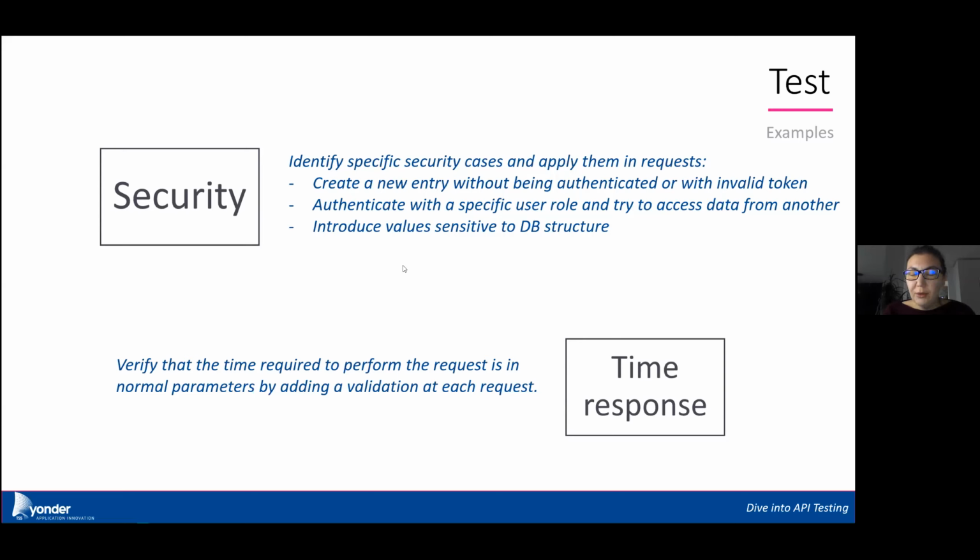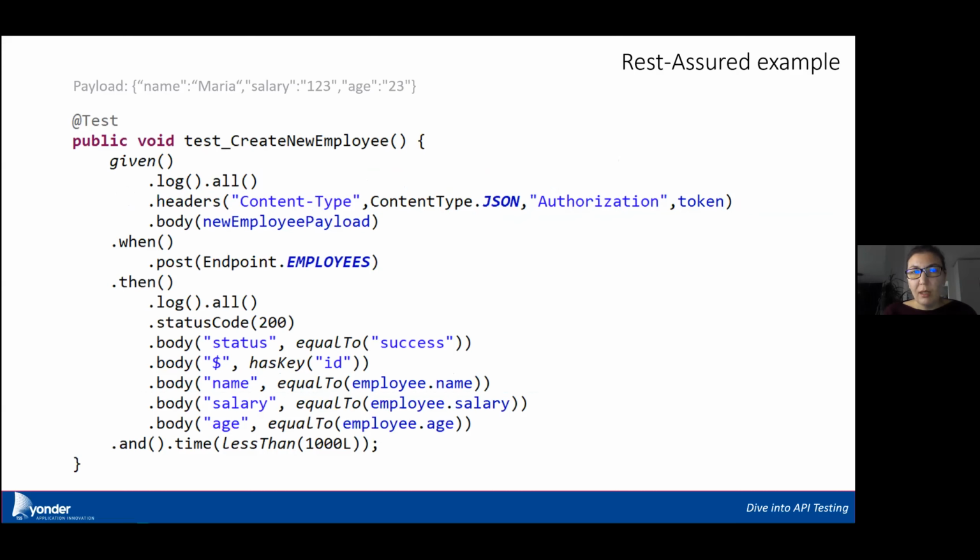Further on, I've created two examples of API structure, which I've selected to define in Rest Assured. One of the examples which we discussed today was to create a new employee. So we would like to create a new employee, and in order to create that new employee, I selected the name Maria, salary 123. I wasn't too nice with Maria. Age 23. And for this test, Rest Assured is great.